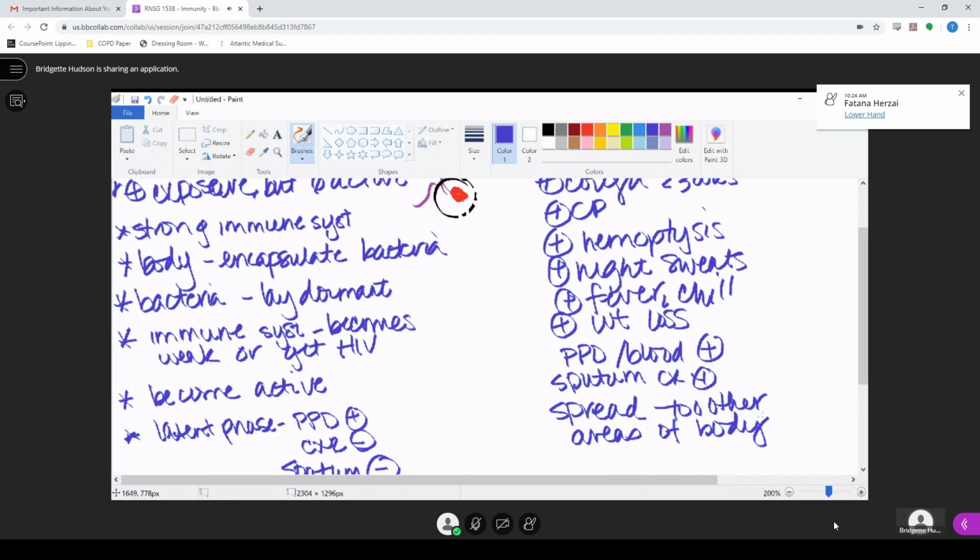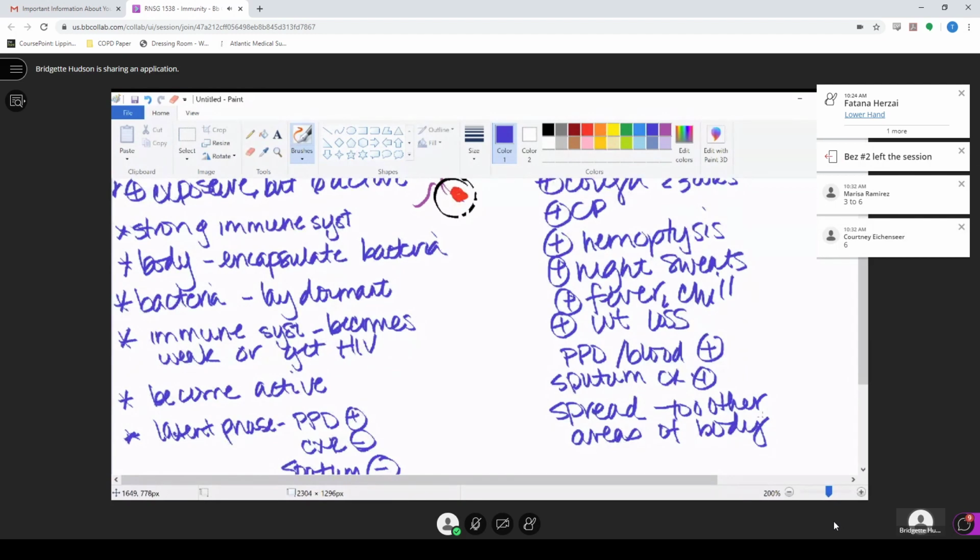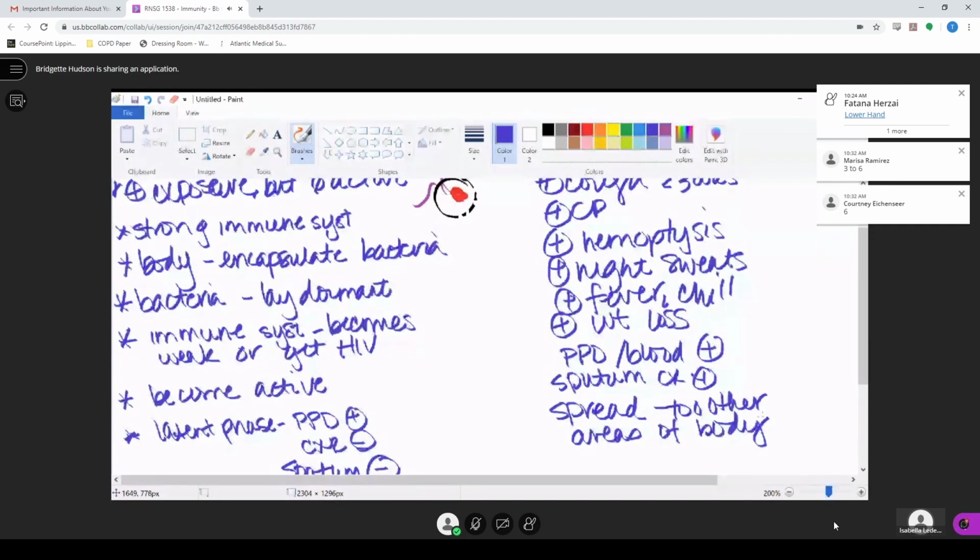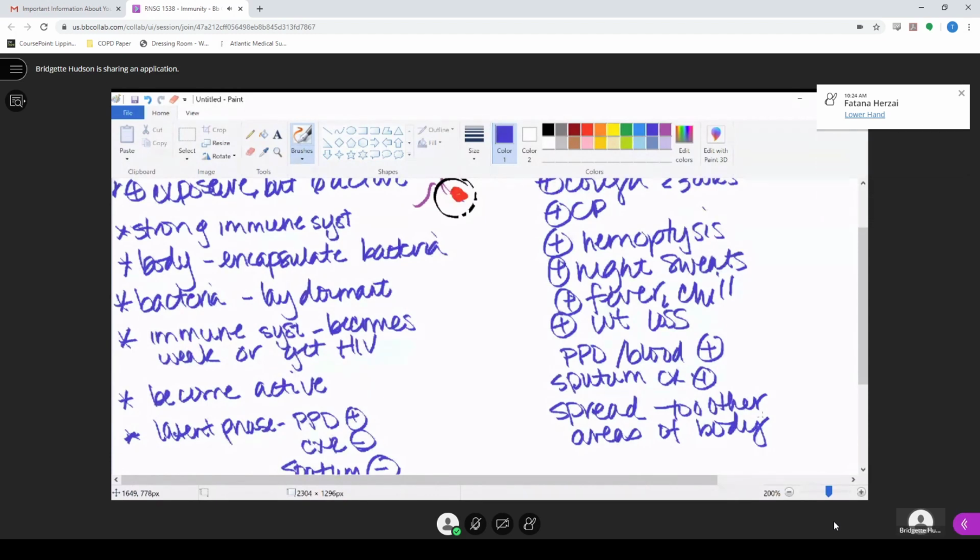What's standard treatment for TB? How many months will a person be on TB meds? 6 to 12 months? Does that sound about right? 6 to 8 months. Okay. So there are 4 drugs that they will give. One is isoniazid, the chemo med that we were talking about earlier. Rifampin.